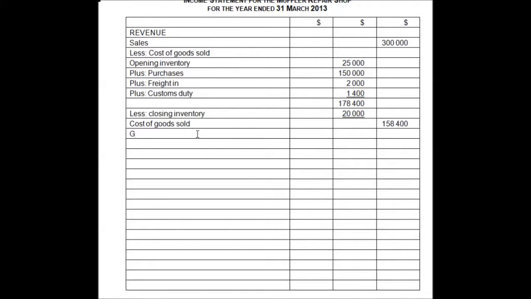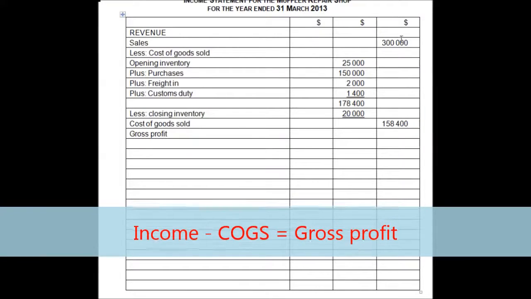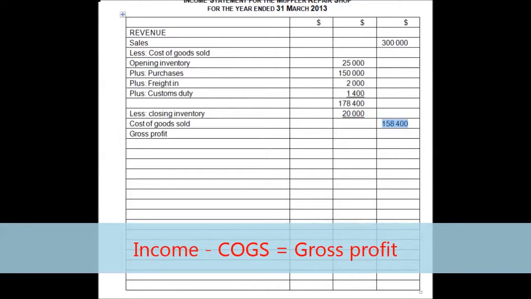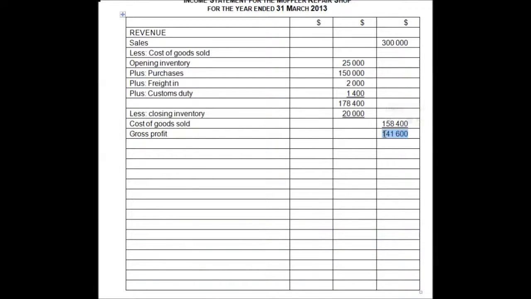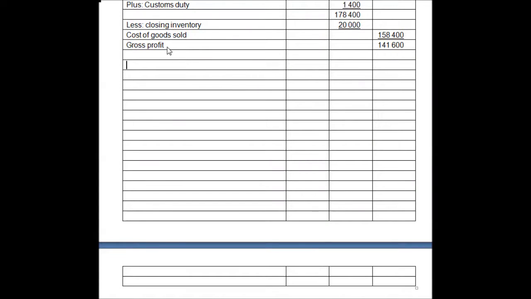Now I can calculate my gross profit. So gross profit, I'm going to look here and I'm going to say, well, my sales are 300,000. My cost of goods sold, that is the amount that it cost me to get those things that I've sold, is 158,400. So I'm going to go 300,000 minus 158,400. It's 141,600. And that is the end of that first part there, where I've gone income minus cost of goods sold equals gross profit.